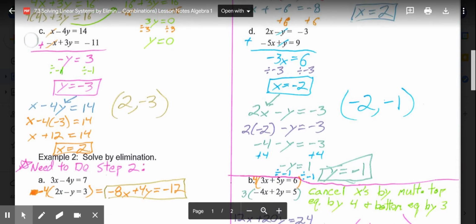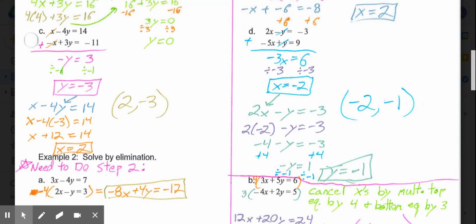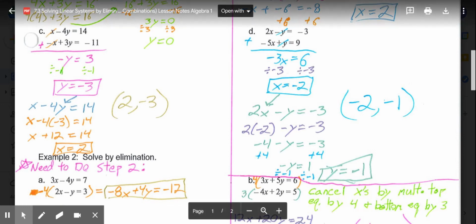And then in D, already lined up, the y's are opposites, so we can just add the two equations. 2x plus negative 5x is a negative 3x. Negative 3 plus 9 is a positive 6. Divide by the negative 3 to get x alone, and x equals a negative 2. Take that negative 2 and substitute it in for x in one of the two equations.